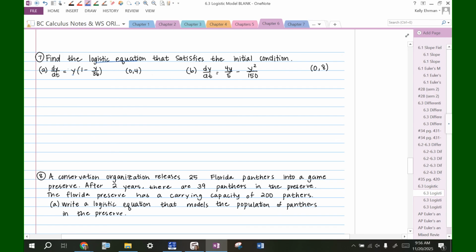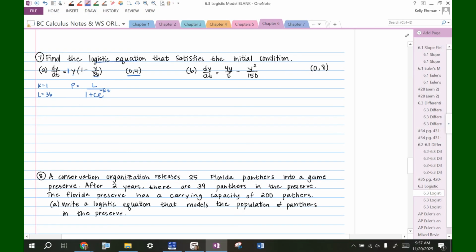Well, I pick out some stuff that I know. Like there's a 1 in front of this y, so k is 1. This is the L, the carrying capacity is 36. And we have this initial condition because remember, in general, the formula for a logistic growth equation is P equals L over 1 plus C e to the negative KT. I know L and I know K, but I don't know C. So that's what this initial condition is for. And the initial C is not just 4, so you do have to do some math here.